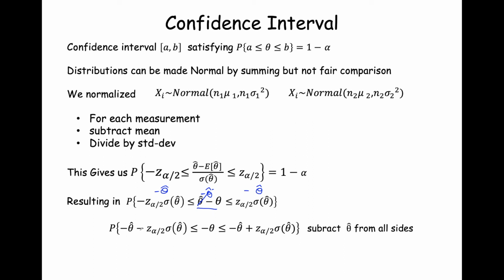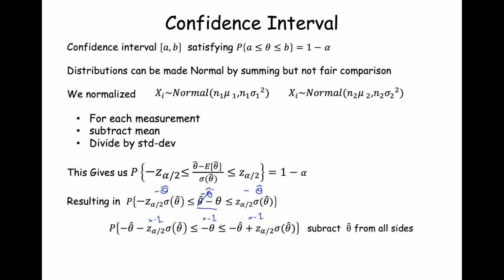Okay, so I rewrite that. Here's my minus theta hat, minus my z-score for my first quantile, times the standard error of theta hat. Here I have my minus theta, and here I have my minus theta hat plus my other z-score times standard error of theta hat. Now that I subtracted theta hat from all sides, I want to isolate theta in the center, so I'm going to multiply all sides by negative 1: times negative 1 for this, times negative 1 for that, and times negative 1 for this.